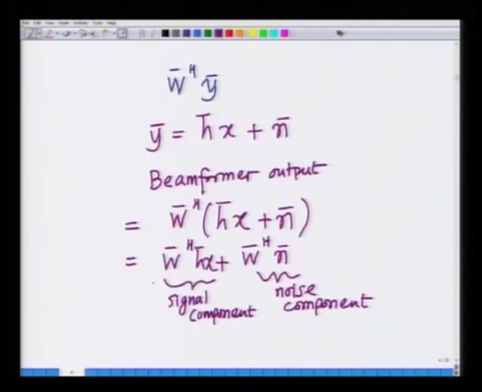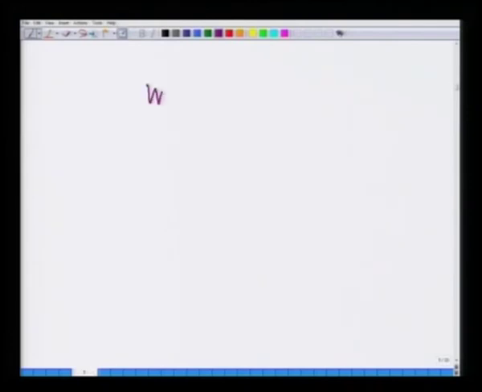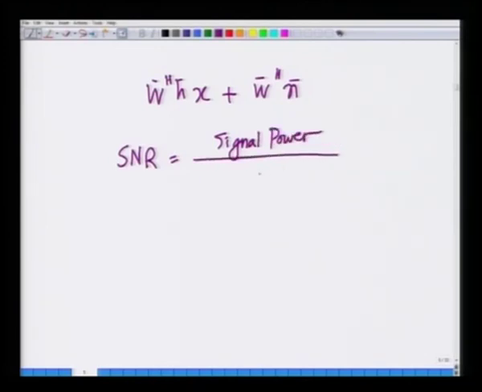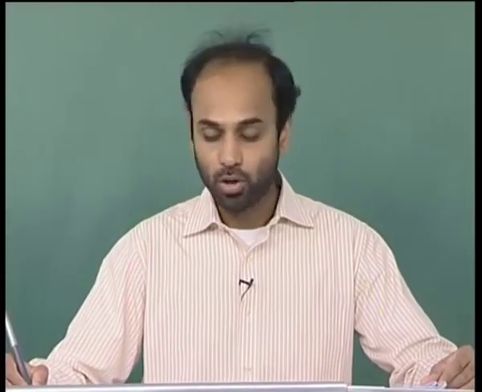alright. So, my output of the beamformer is W bar Hermitian H bar X, which is the signal component, plus W bar Hermitian N bar, which is the noise component, alright. So, now let me rewrite this over here: W bar Hermitian H bar X plus W bar Hermitian N bar. Let me compute the signal to noise ratio. The SNR is nothing but the signal power divided by the noise power, alright. The SNR, the signal to noise ratio of the output of the beamformer in this multiple receive antenna system, is signal power divided by noise power.